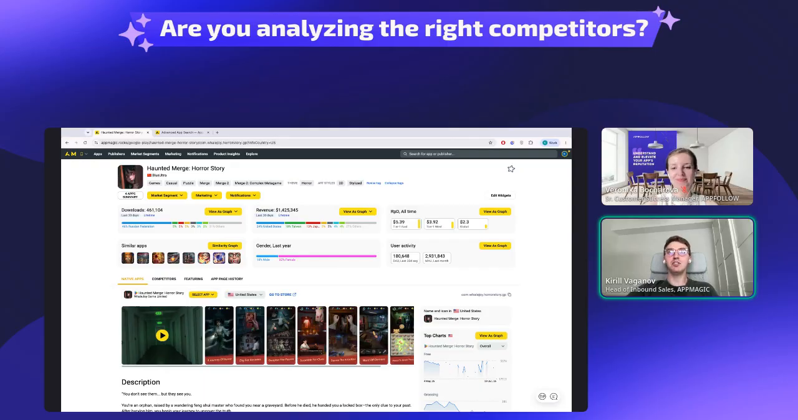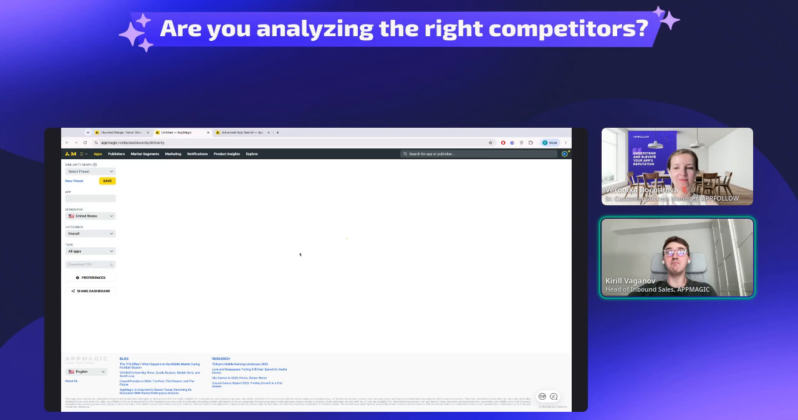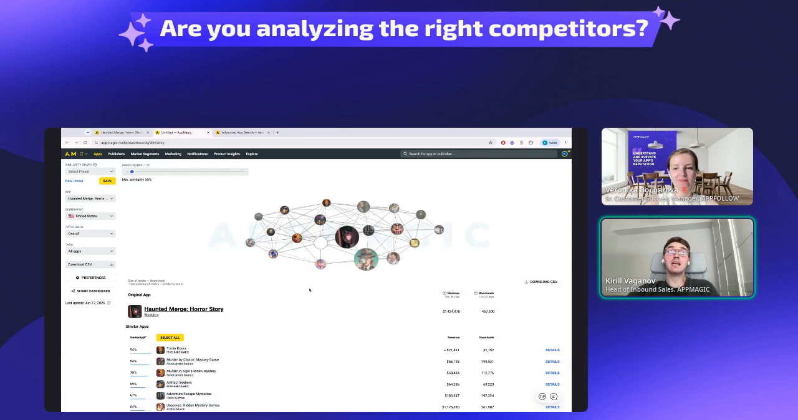But then again, you go to the similarity graph to try and find, maybe we are forgetting someone, maybe there's someone that I'm not looking at.